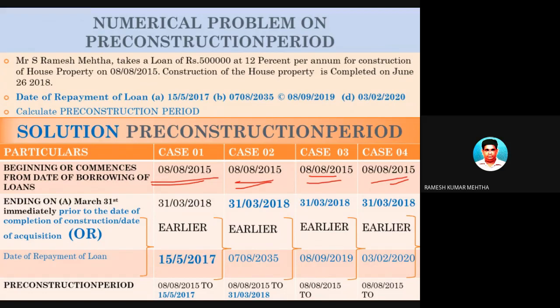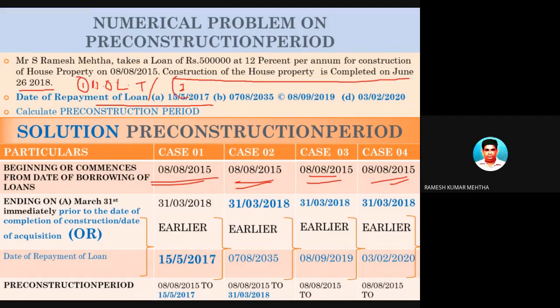To find out the terminating point, or the end date of this pre-construction period, you have to find out two dates. That is the date on which the house property was completed, number one. Number two, the date of repayment of loan. So please remember there are three dates. The date of loan taken, the date on which the loan was taken, is number one.